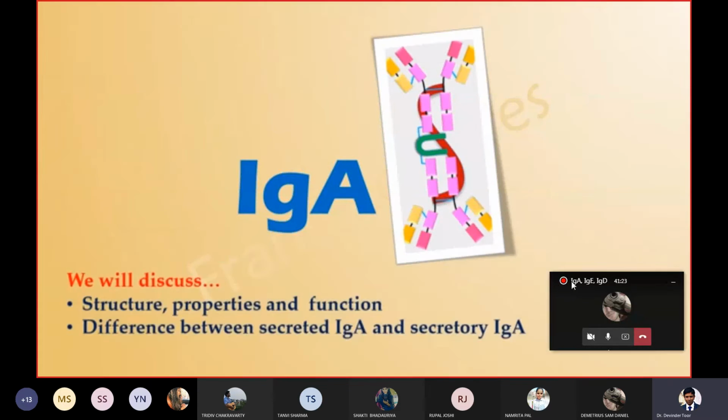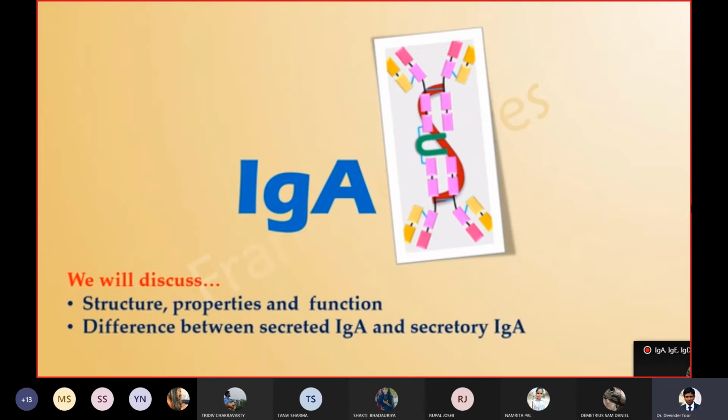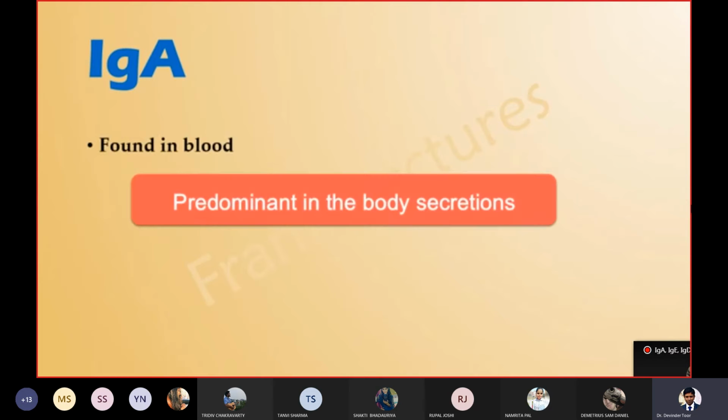We will study the structure, properties, and function of immunoglobulin A. Besides this, we will also understand the difference between secreted and secretory immunoglobulins. Immunoglobulin A is found in blood, but it is predominant in the secretions of the body, for example, in the mucus, mother's milk, tears and saliva.